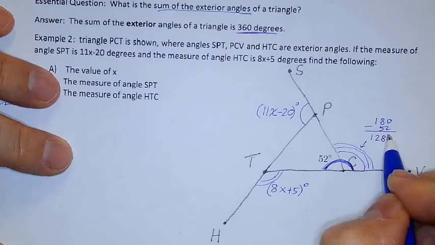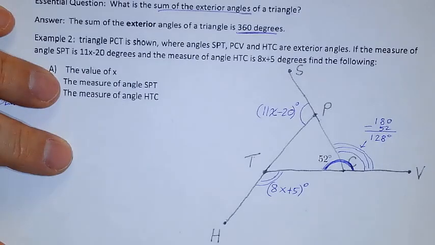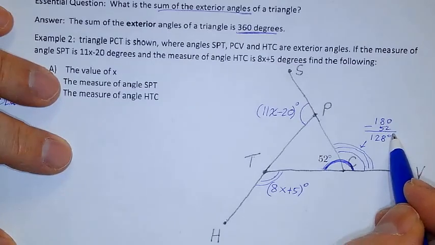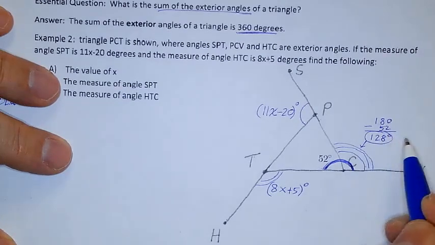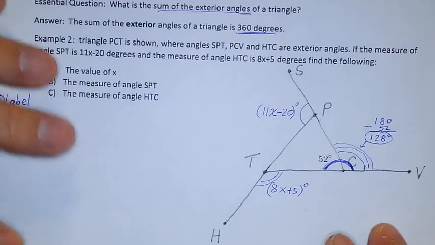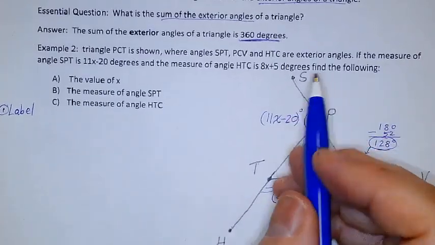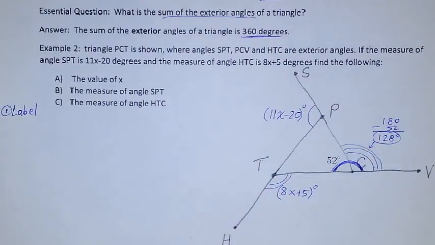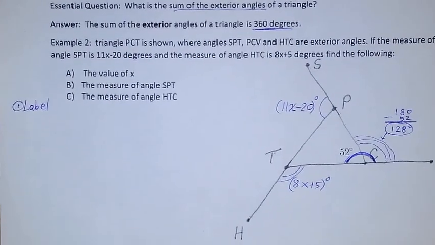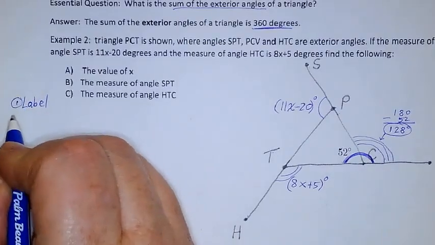128 degrees. So guess what? You now have all three exterior angles. Then you go back to the concept. The concept is the sum of the exterior angles is always 360. So you've got to be able to create an equation.